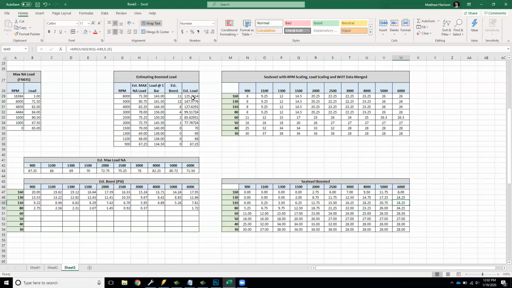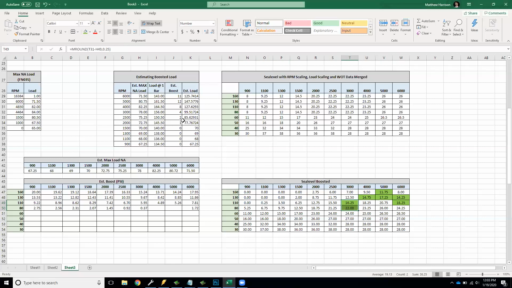So at 6,000 RPM, we think we're going to be about 125 load. That's pretty close to this cell. It's actually somewhere between these two. So I'm going to go ahead and highlight these cells for a minute. Then I want to point this out. At 5,000, we think we're going to be at about 147, so we're somewhere between these two. At 4,000 RPM, we're at 127, so we're almost spot on that one. I'm just going to highlight that one. At 3,000, we're at 100, so we're between these two.